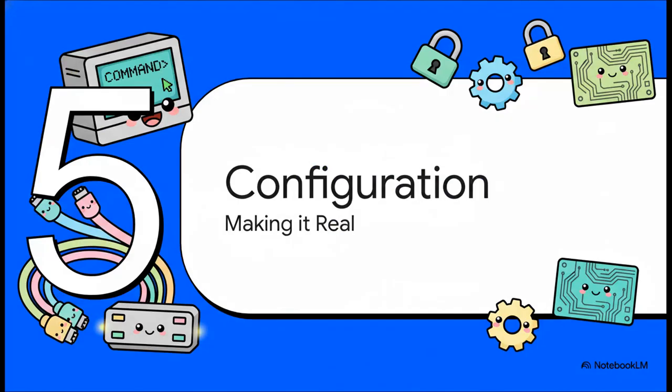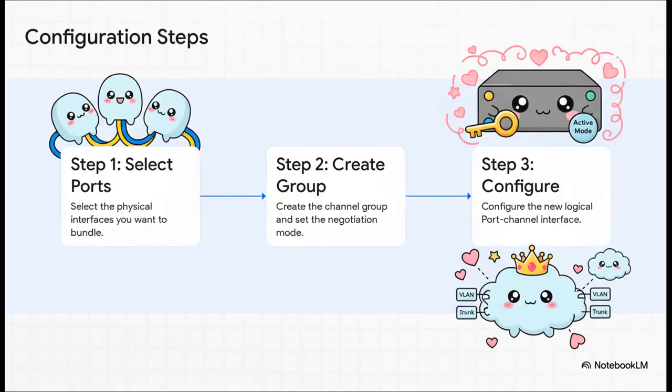All right, that's enough theory. Let's get our hands dirty and see how you actually build one of these in the real world. It's way simpler than you might think. It really just boils down to these 3 simple steps. First, you tell the switch which physical ports you want to bundle up. Second, you give the command to create the channel group, and you tell it which mode to use. We'll use LACP active for our example.